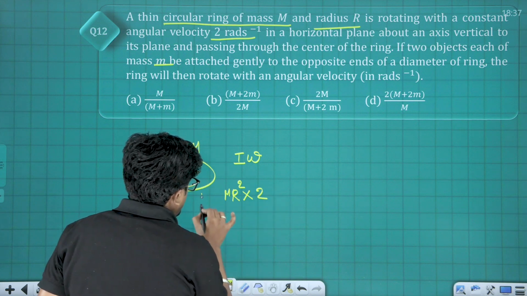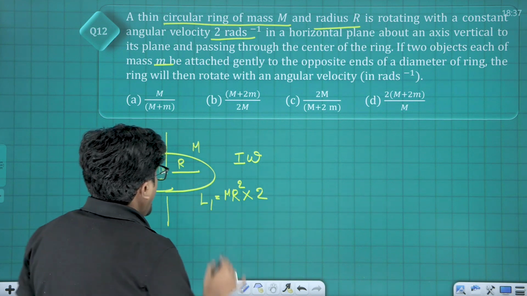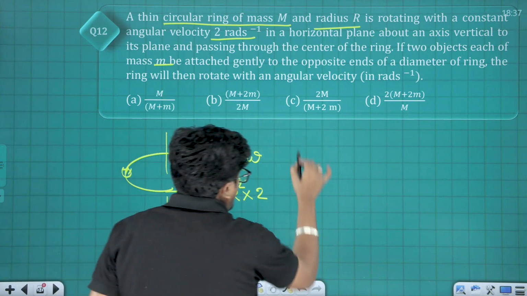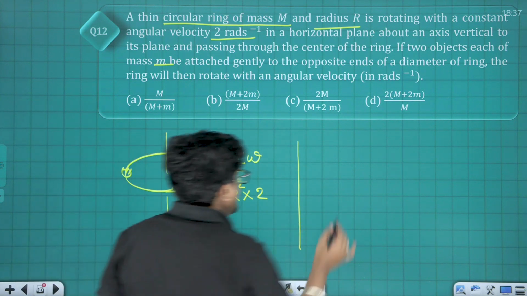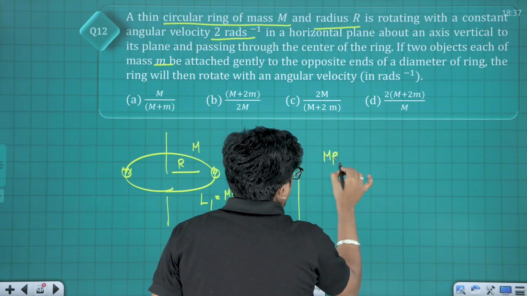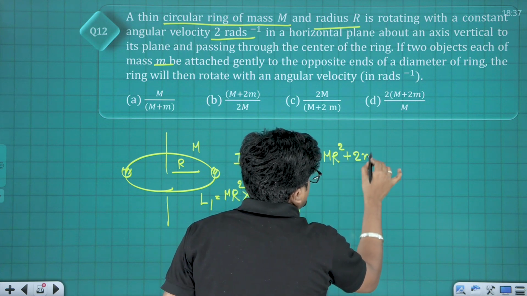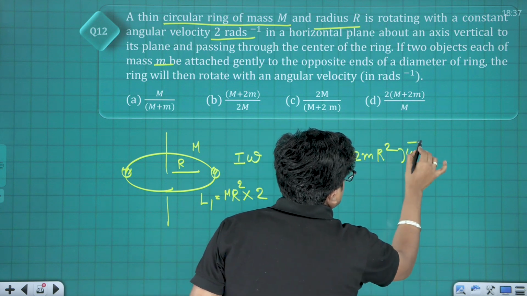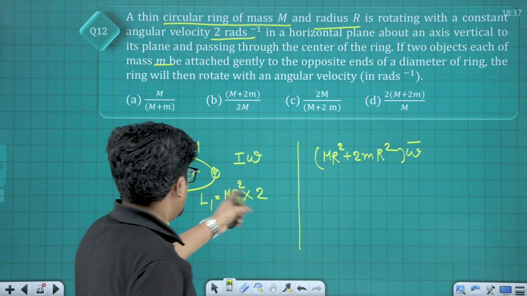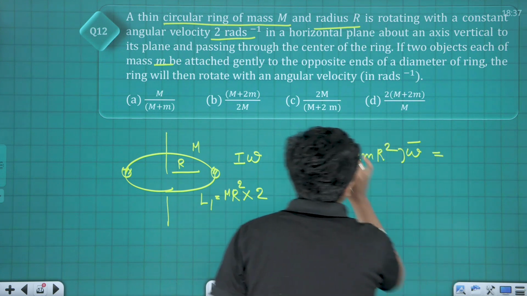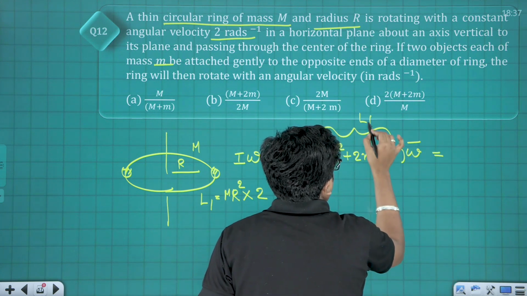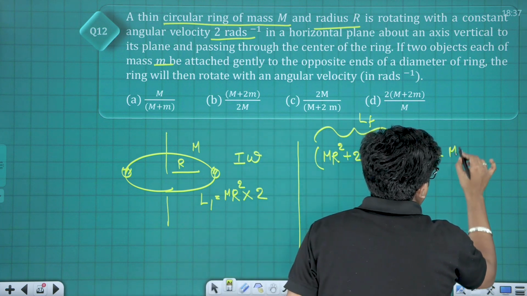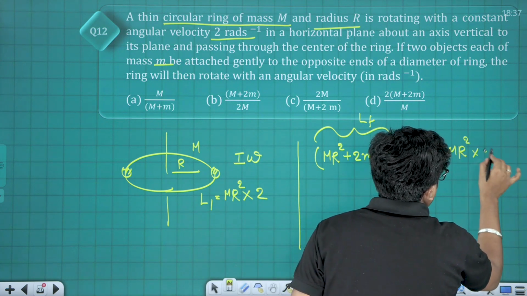So here this is L1. Now I am going to attach two masses like this. Now the final moment of inertia is going to be what? M into r square plus 2 times small m into r square. Now the final angular velocity is going to be omega bar. So here this is the final angular momentum, LF, that should be equal to the initial angular momentum, that is capital M into r square into 2.